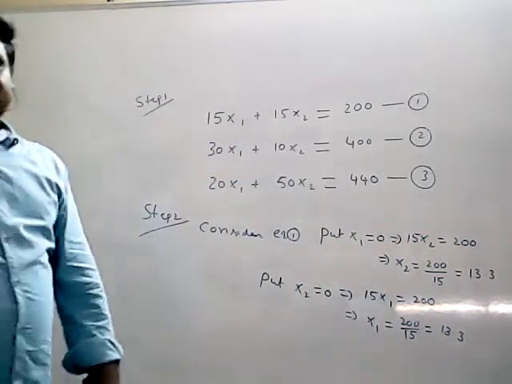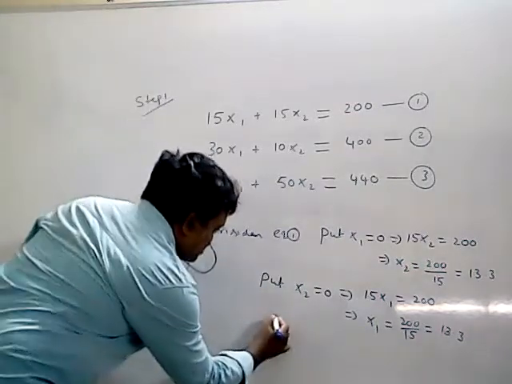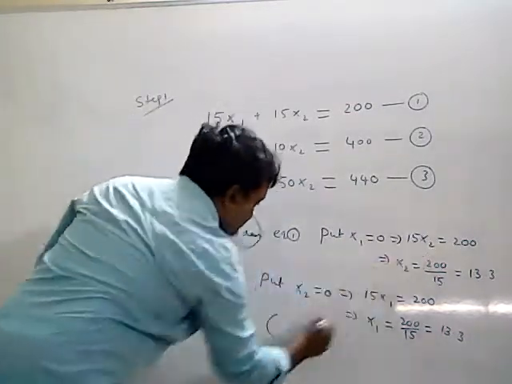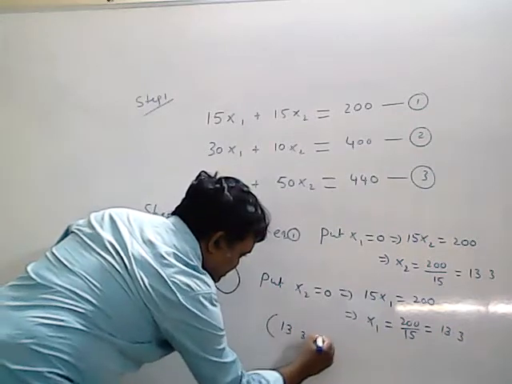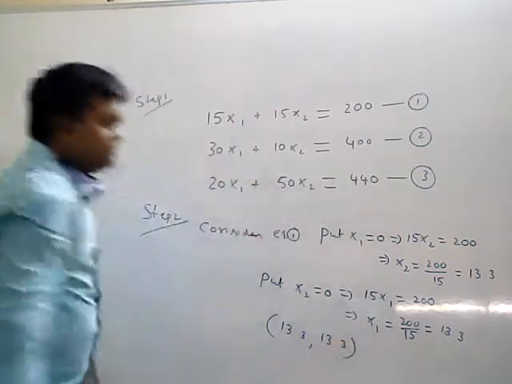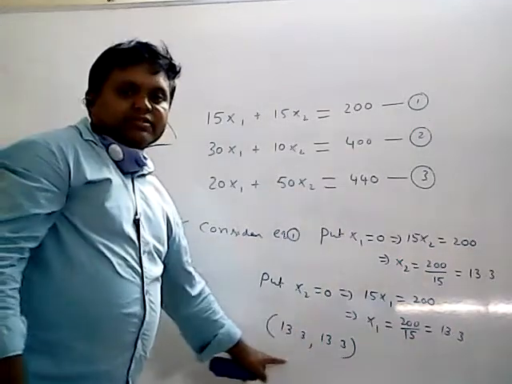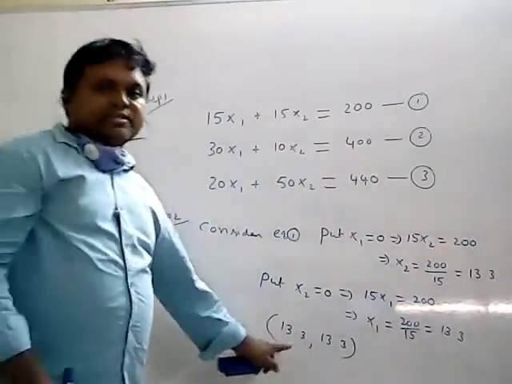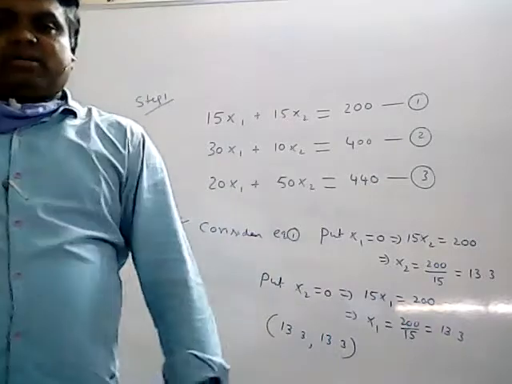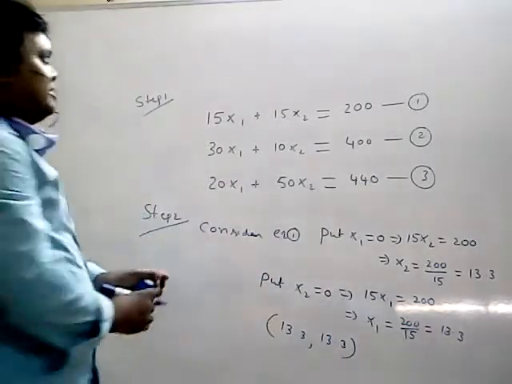So what is the first point you are getting? The first point is x1 comma x2. The x1 value is 13.3 and the x2 value is 13.3. So the first equation point is 13.3 comma 13.3. Similarly you can calculate the remaining equations.